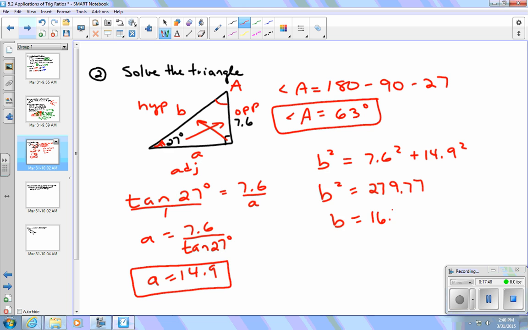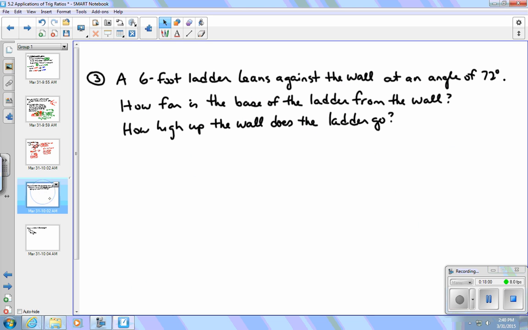Which gives us 16.7. Okay, that triangle is solved now. All the angles and all the sides are known. Our next question, the infamous ladder question.